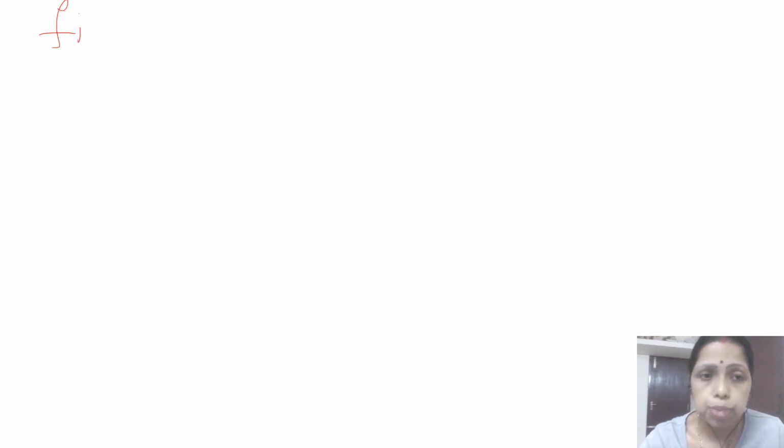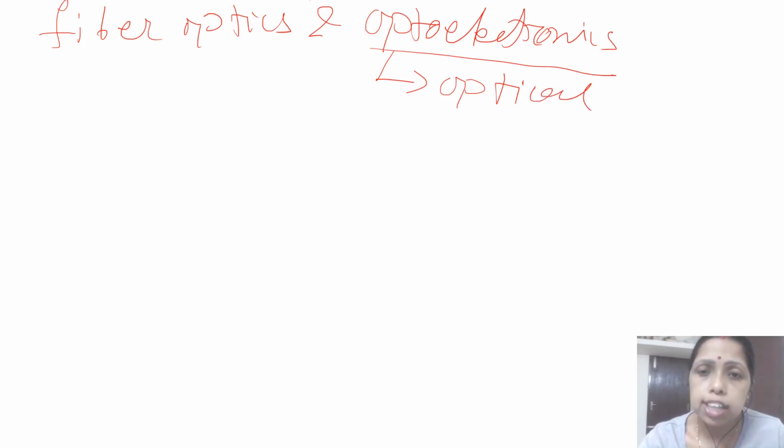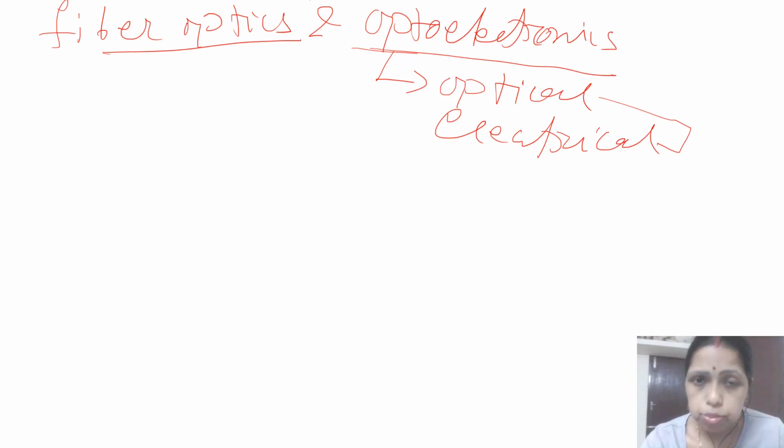This is fiber optics and optoelectronics. Optoelectronics is related to optical as well as electrical. For designing fiber optics, you need some optoelectronic devices. In the coming lecture, I will start with what optoelectronic devices are required, which we can deal with in fiber optics.